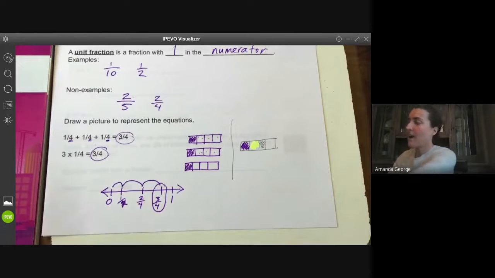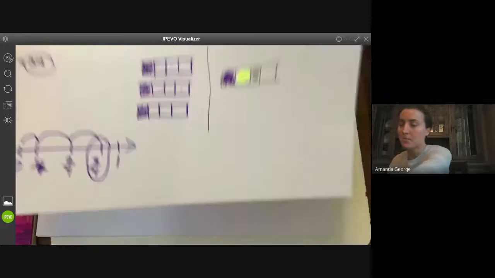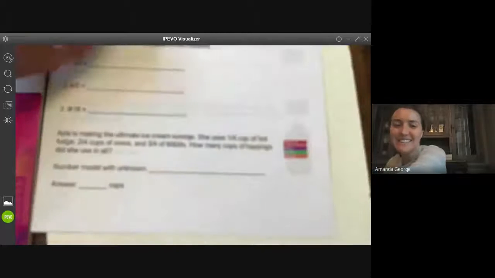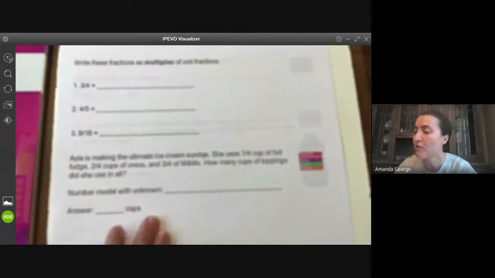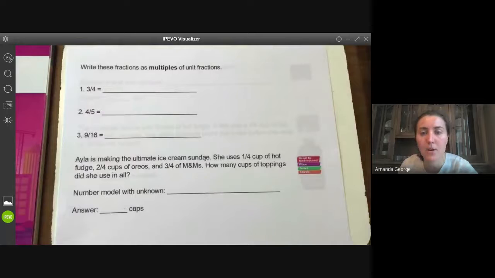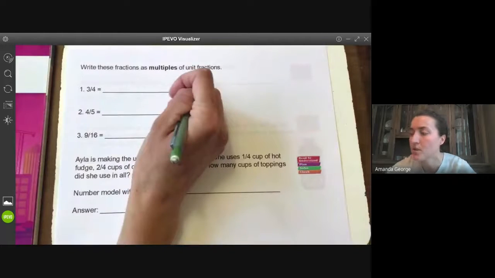So now we get to practice. Oh, no, we're almost to word problems. Almost there. I was going to say now we get to practice with word problems at the bottom of this page. But first, we're going to look at our multiples. Remember, I said today's lesson was all about multiples of unit fractions.